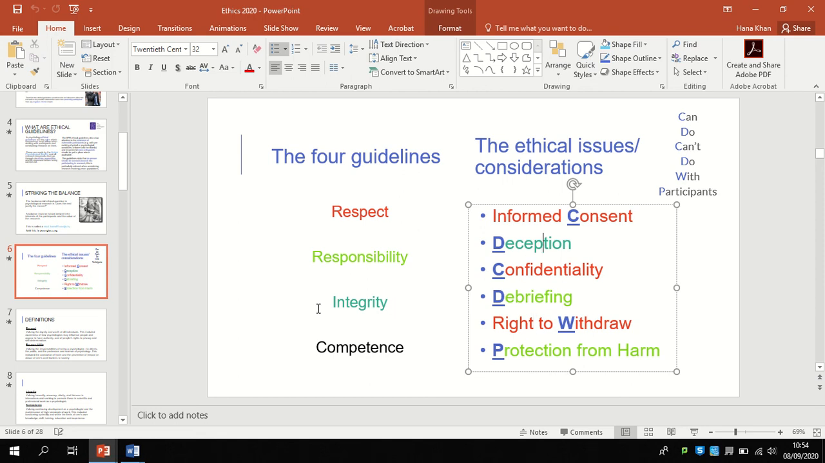Deception falls under the integrity guideline. Debriefing and protection from harm falls under the responsibility guideline, and then competence is a guideline of its own. It's basically one that encompasses all of them. Now, a good way to remember all of the ethical issues is this: can do, can't do with participants: consent, deception, confidentiality, debrief, withdraw, and protection from harm. Now let's go through the guidelines and then we'll go through the different ethical issues.